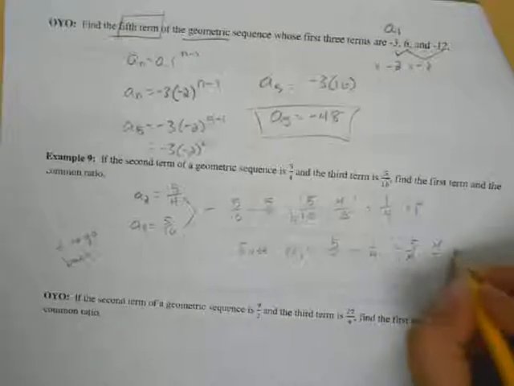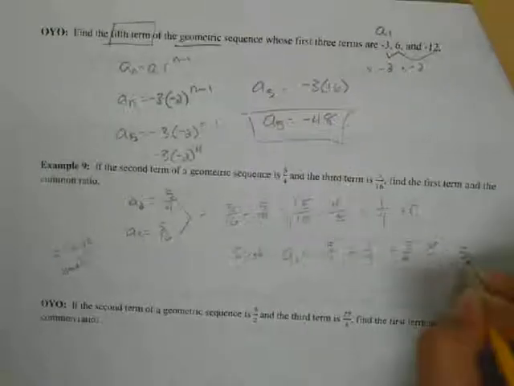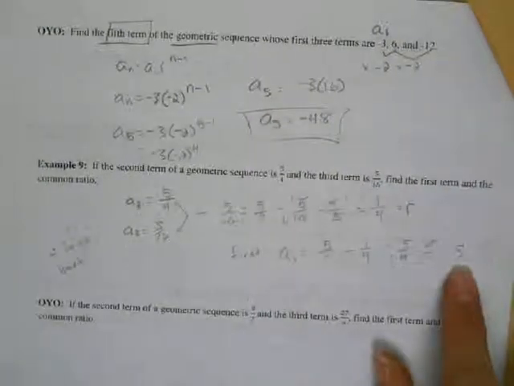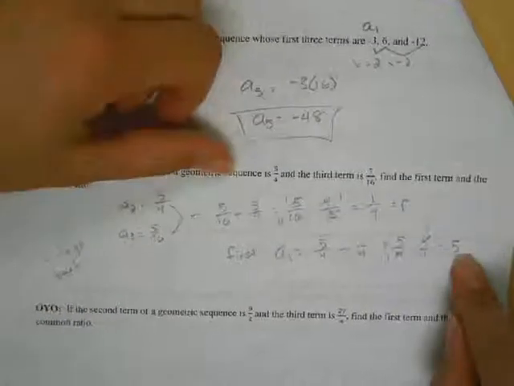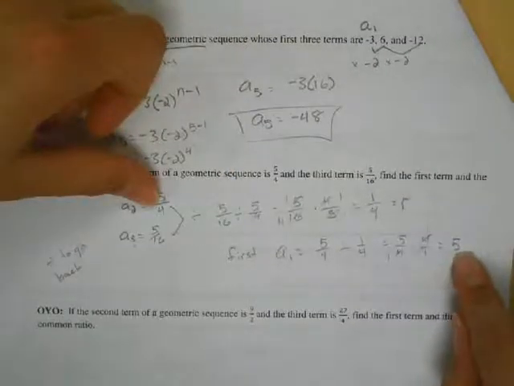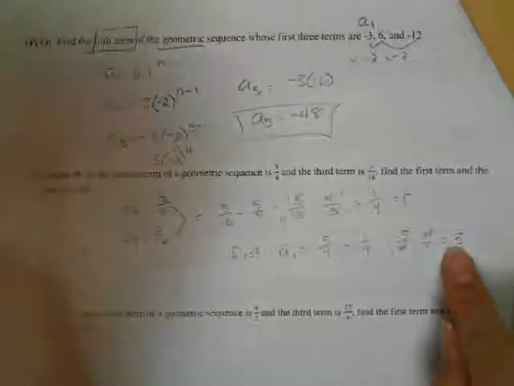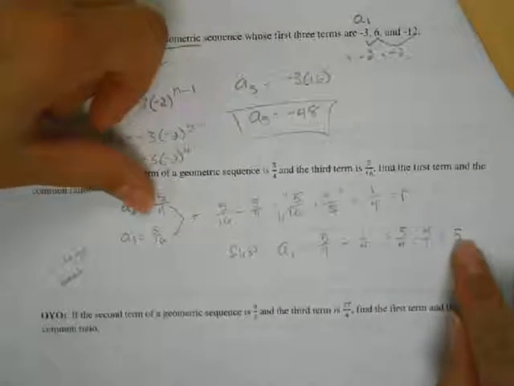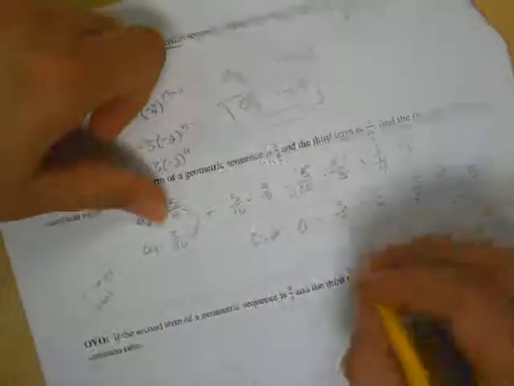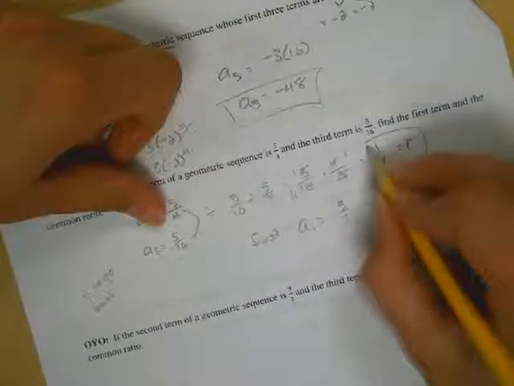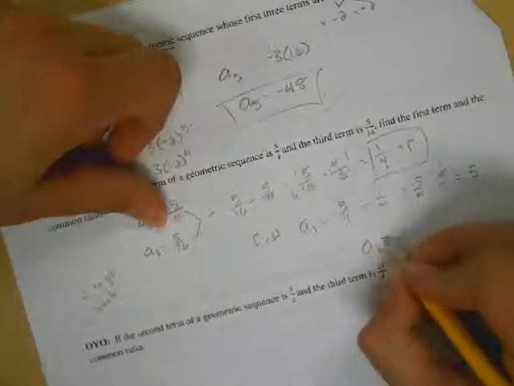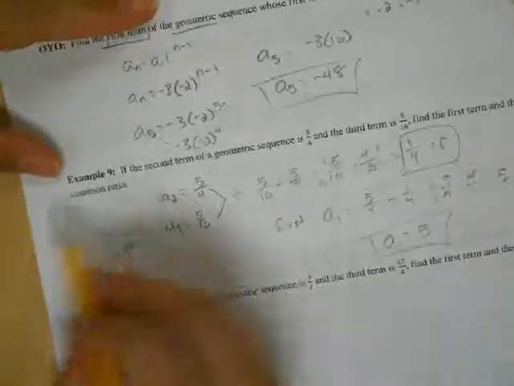And I get 5. Notice that I have 5 here. So if I did 5 times 1/4, I would get 5/4. So it does work. A sub 1, when I go forward, I multiply, and I'd end up at 5/4. So there's my first one. R is 1/4, that was part of it. And A sub 1 equals 5, that was the other part. So first term and the common ratio, we did it.